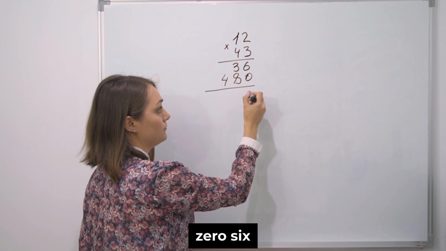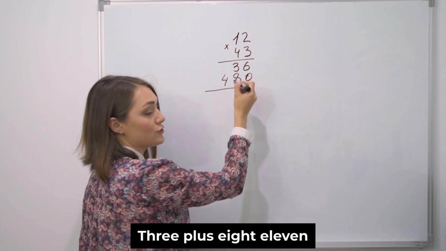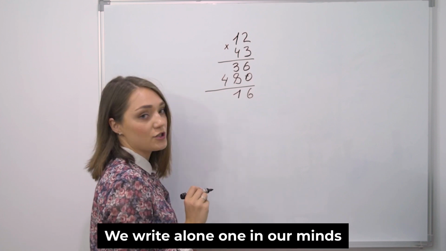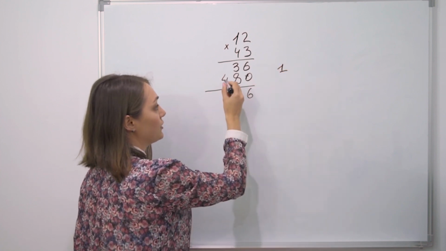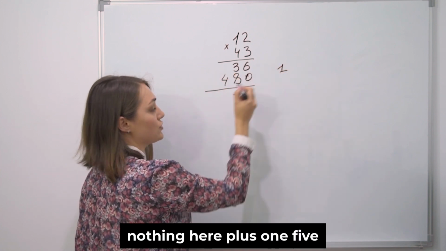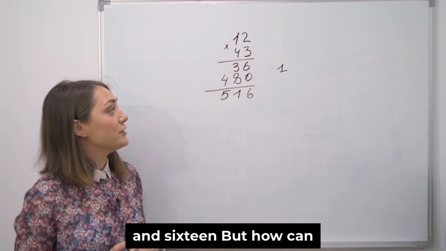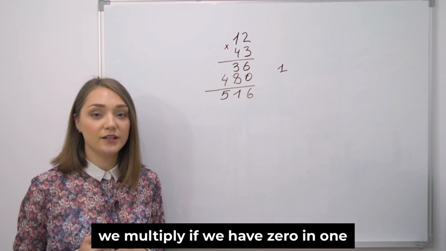6 plus 0, 6. 3 plus 8, 11. We write 1, and 1 we keep in our minds. 4, there's nothing here, plus 1, 5. 516. But how can we multiply if we have 0 in one of the numbers?